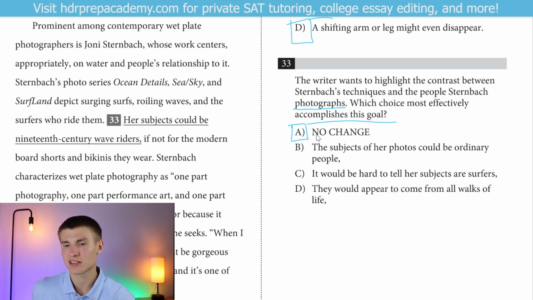So we have option B, subjects of her photos could be ordinary people if not for the modern board shorts and bikinis they wear. Ordinary people wear modern stuff all the time, so B is incorrect. No contrast there. C, it would be hard to tell her subjects are surfers if not for the modern board shorts and bikinis they wear. There's no contrast there either. And then D, they would appear to come from all walks of life if not for the modern board shorts and bikinis they wear. People from all walks of life do wear that stuff, so that really doesn't make sense either. All right, moving on.